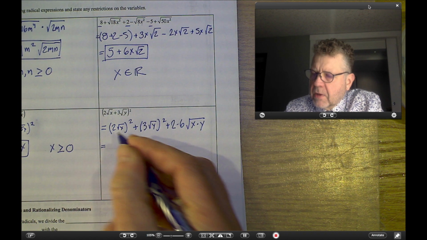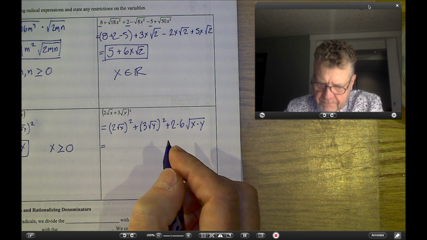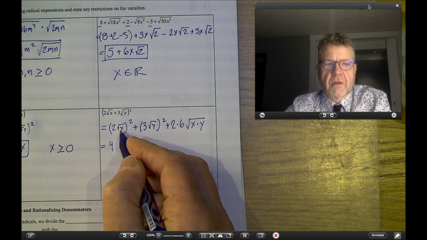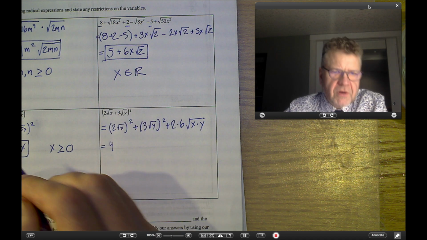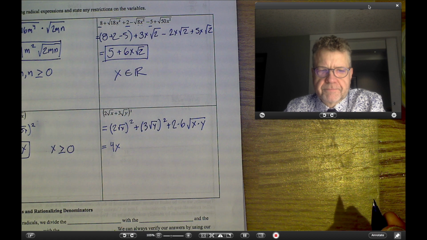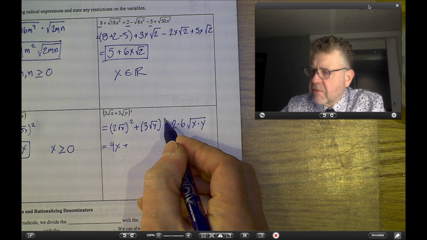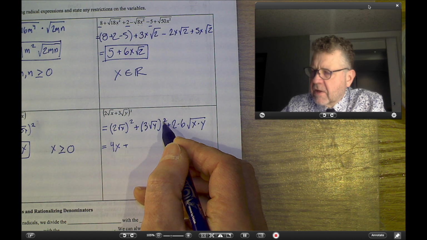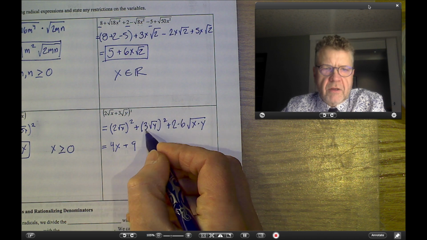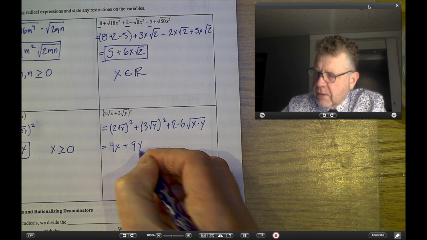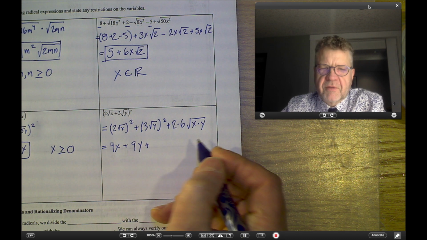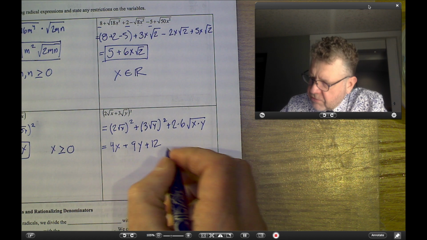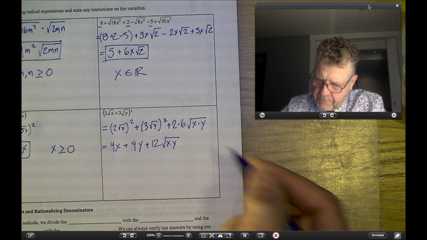What does this mean? Well, what's the square root of anything squared? Well, I'm going to have 2 times 2 is 4. And the square of the square root of x is simply going to be x. This square, remember, acts on both the antecedent here, that number in front of the radical, and the radical itself. So 3 squared is 9, and the square root of y squared is simply y. Plus 2 times 6 is 12, and well, there's nothing we can do with the xy. It's simply going to be root xy. Boom, just like that.